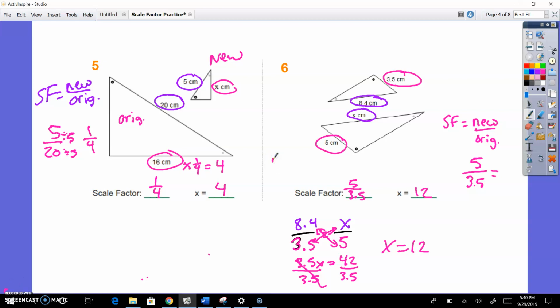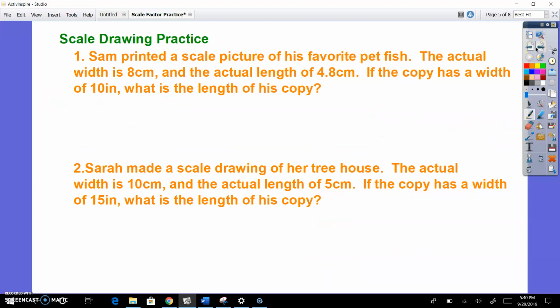Okay, so we're continuing on with our scale drawings. So we have a word problem. Sam practiced a scale picture of his favorite pet fish. The actual width is 8 centimeters, and the actual length is 4.8. So that is going to be our original. Eight centimeters and then 4.8 centimeters.